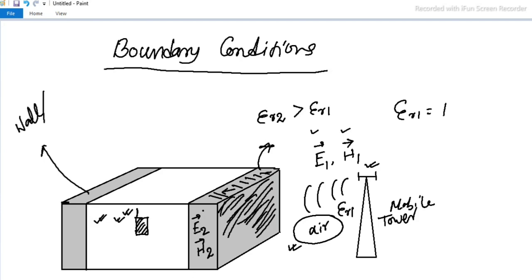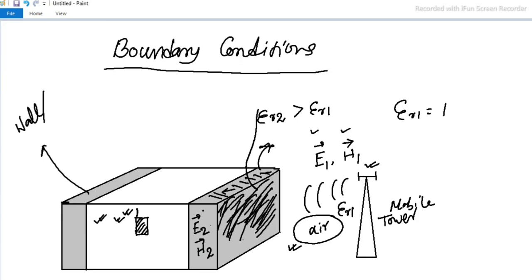And from where it is going to start, this change is going to start exactly at the interface or at the boundary of two dielectric mediums, right? So here I am getting two dielectric mediums. One is air and another is brick, and this is the interface or the boundary.